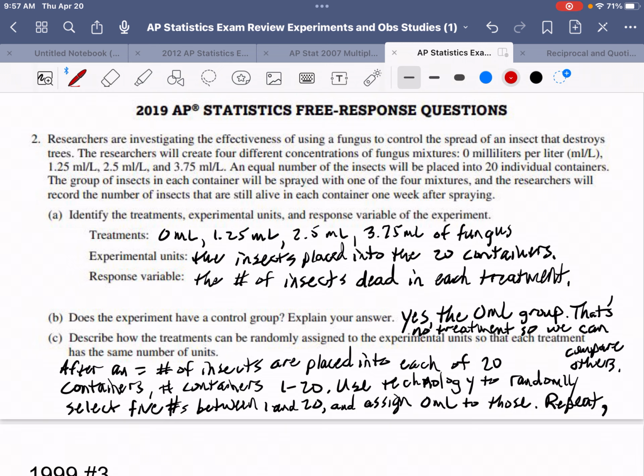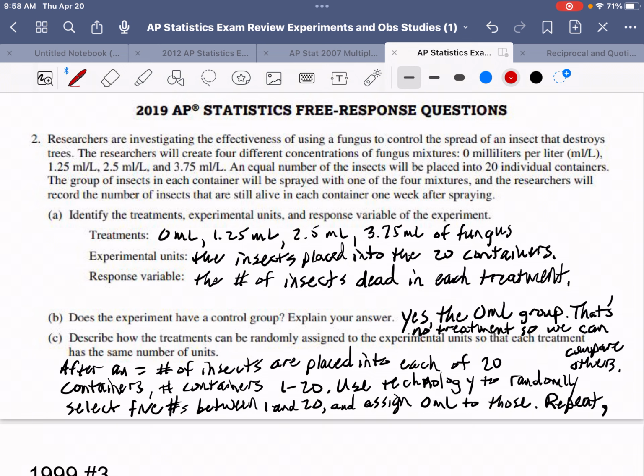Researchers are investigating the effectiveness of using a fungus to control the spread of an insect that destroys trees. The researchers will create 4 different concentrations of fungus mixtures: 0 mLs, 1.25 mLs, 2.5 mLs, 3.75 mLs per liter. An equal number of insects will be placed into 20 individual containers. The group of insects in each container will be sprayed with one of the 4 mixtures, and the researchers will record the number of insects that are still alive 1 week after spraying.